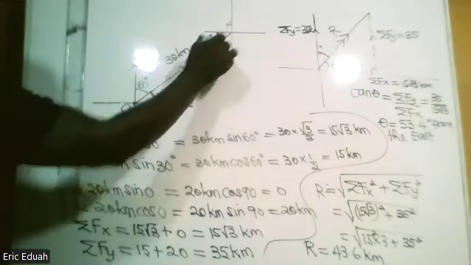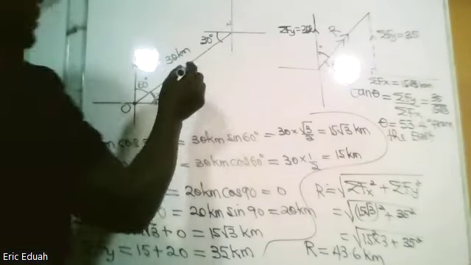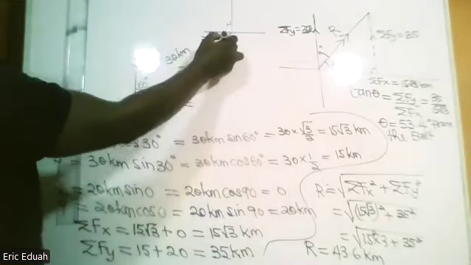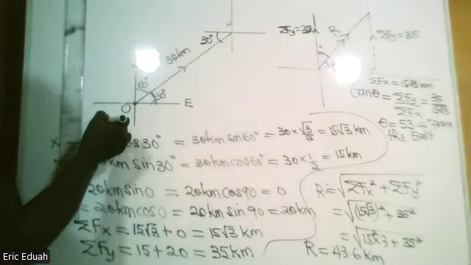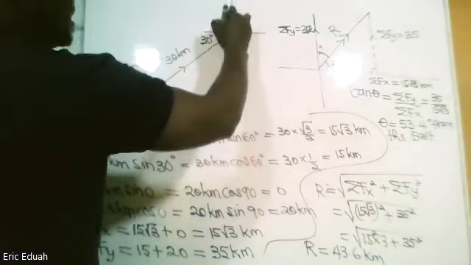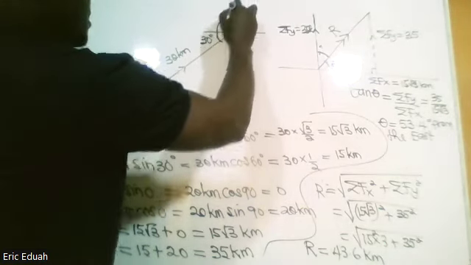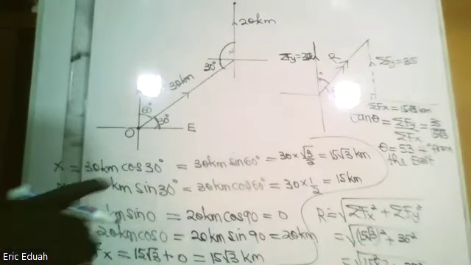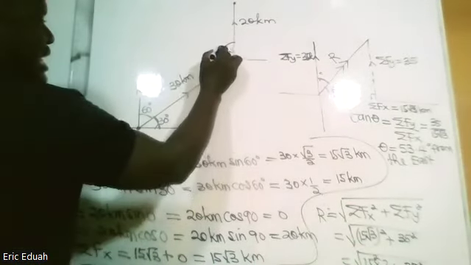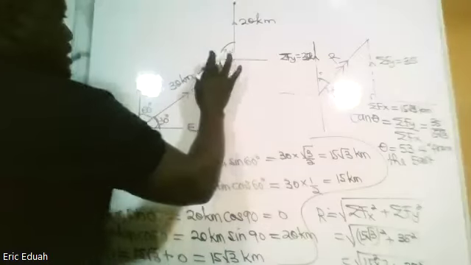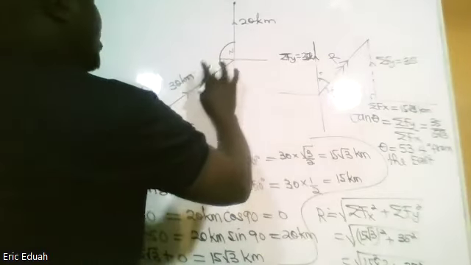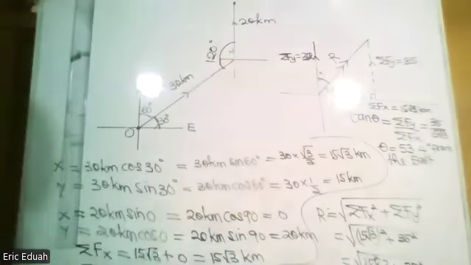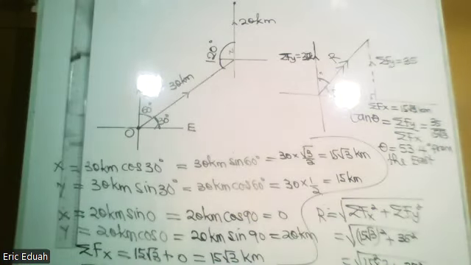Alternate angles, 30. Then it implies that the whole angle between this vector, 30 degrees, and the 20 kilometer vector is 30 plus 90, giving us 120. So we have 120 degrees between the two displacements.